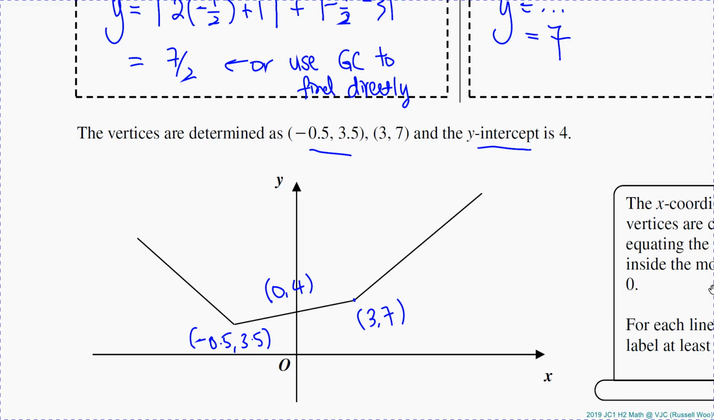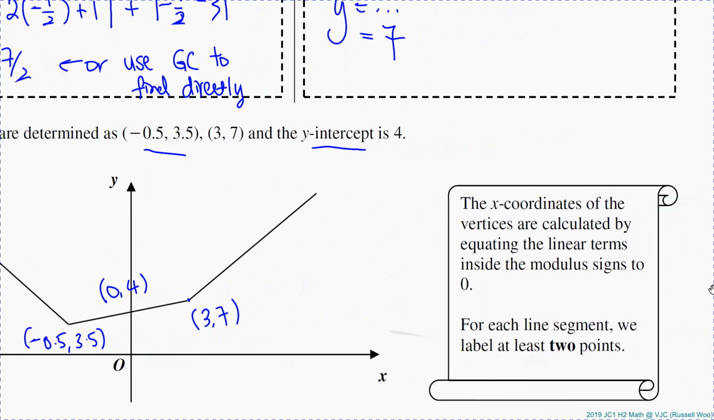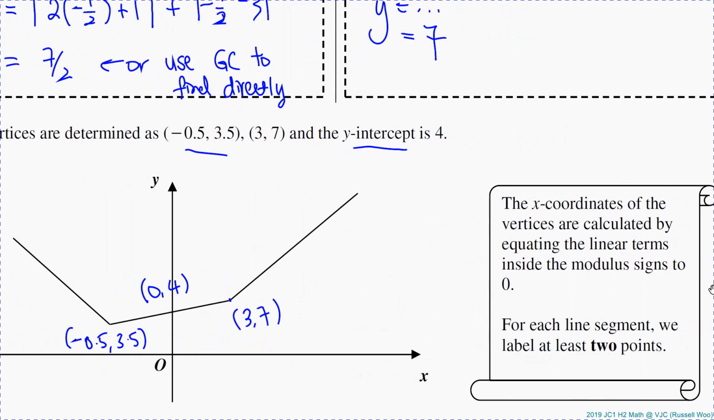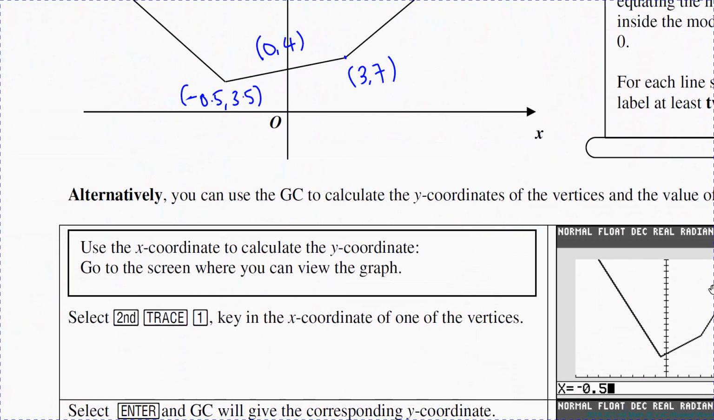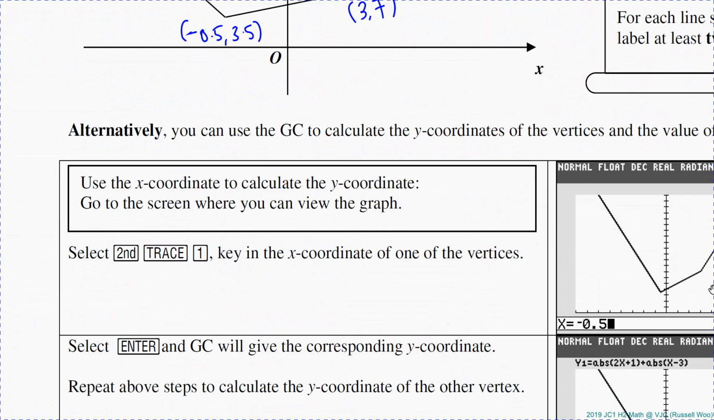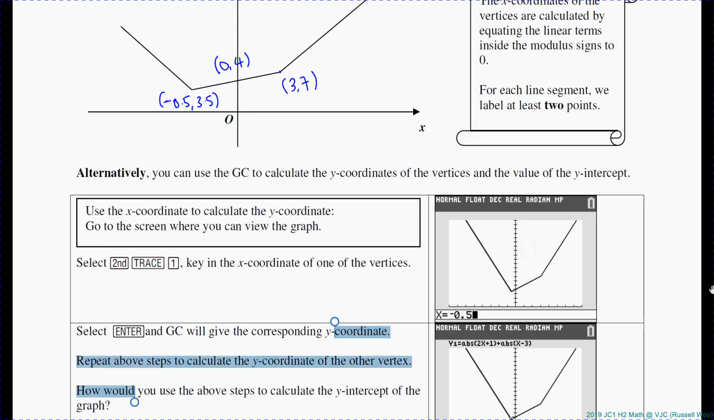Can? Now, all good? Yeah. I just said you can actually use your GC to calculate, so I don't want to go through this one. You can do it on your own. You can read on your own.